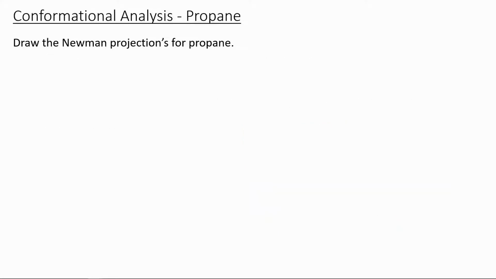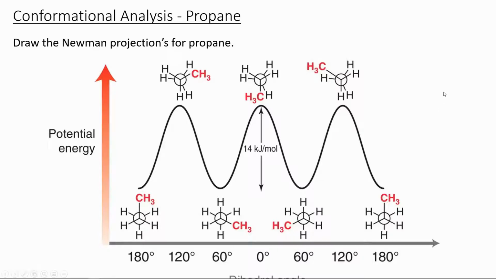So let's look at the Newman projection for propane. Propane, now we have a carbon attached. So we have the two carbons that we're looking straight down, and then we have a third carbon attached. Here we have a carbon in the staggered conformation with all the hydrogens. As we rotate 60 degrees, now this carbon is eclipsed with one hydrogen.